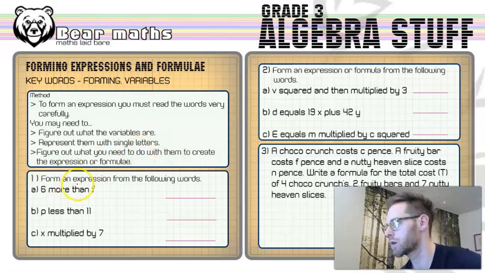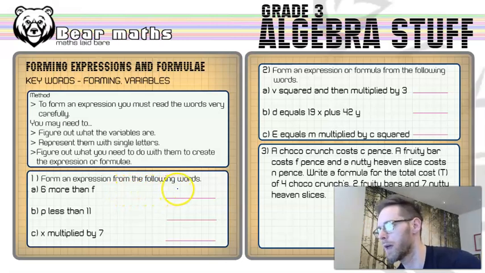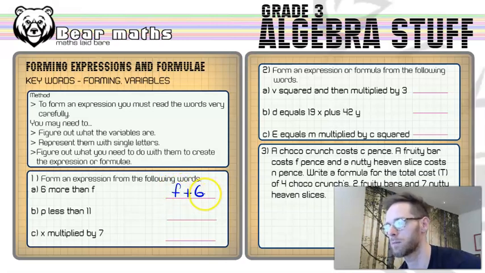Now, in question 1, I've got to form an expression from the following words. 6 more than F. So if you start with F and you add 6, there's your expression. We don't know what F is, but if we did, let's say it was 10, and we did 10 plus 6, that's 16. This expression is 16 and F was 10, and that is 6 more than what F was. That probably makes it sound more complicated than it really needs to, but that's what I'm talking about. F plus 6 is 6 more than F.